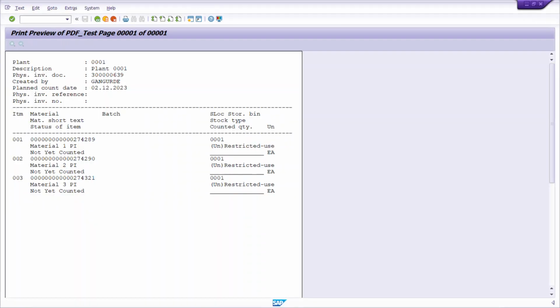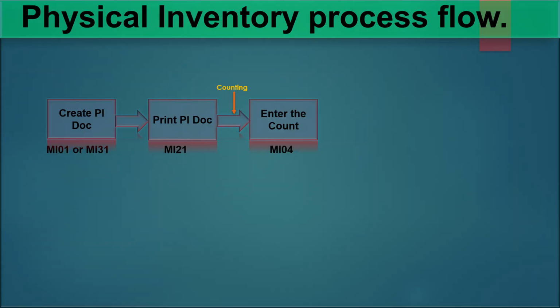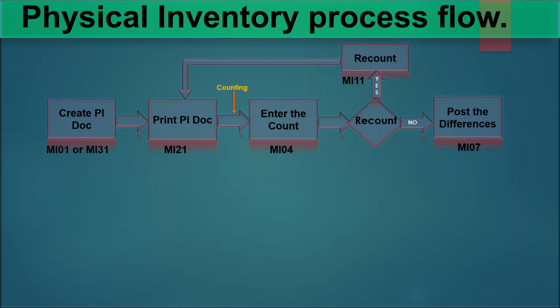So now what I have done is entered whatever count is there. But if a recount is needed, or you or the end user think there is some mismatch or discrepancy, or a wrong count was updated by mistake, or something went wrong and you need to recount, then yes, a recount is possible. If no recount, we'll go to the next step, where we'll put the difference for the material, if any, and complete the physical inventory. But if a recount is needed, then again create a physical inventory document with MI11, print it again, and repeat this process.